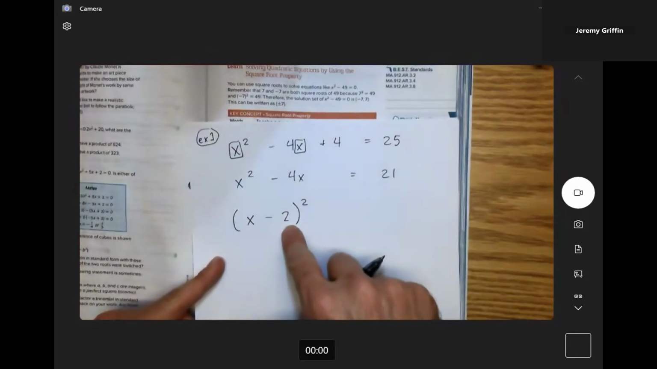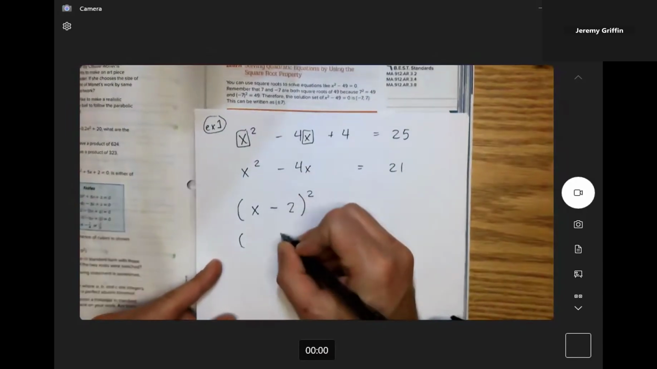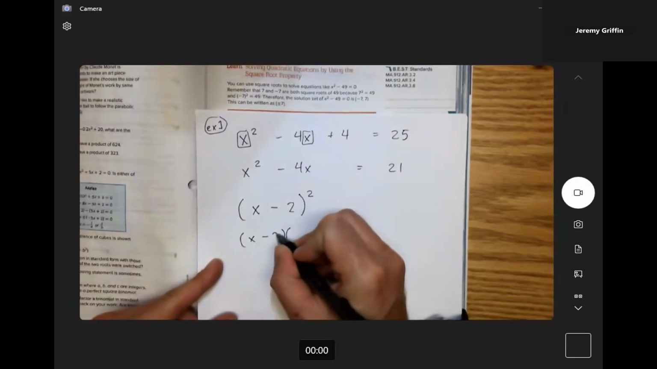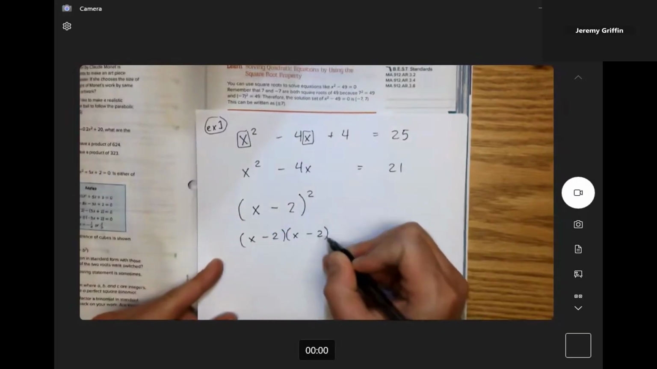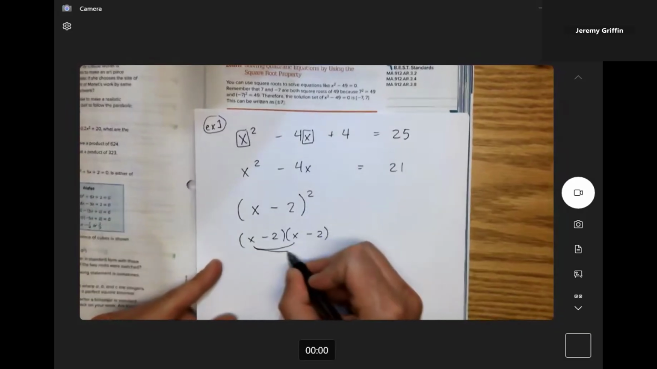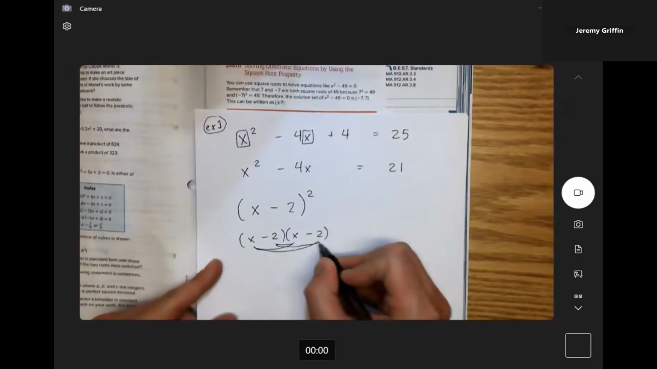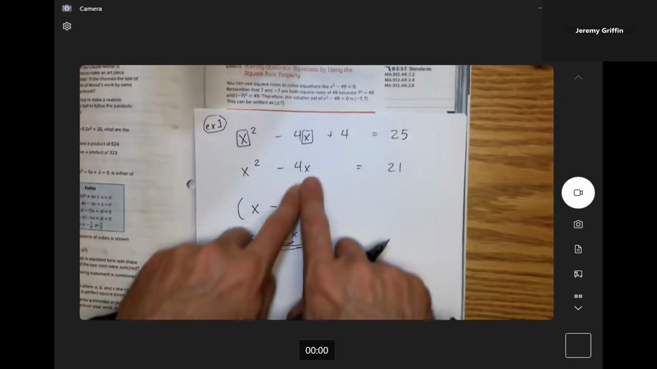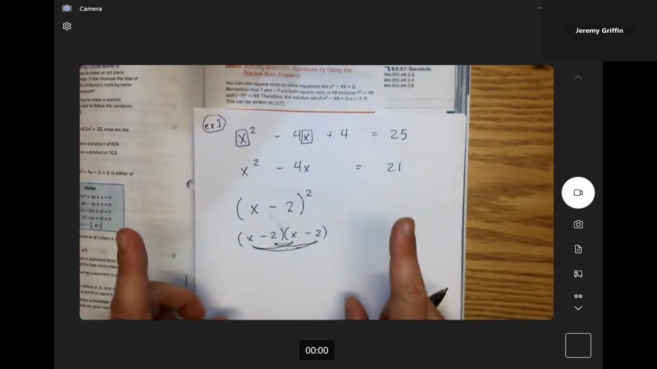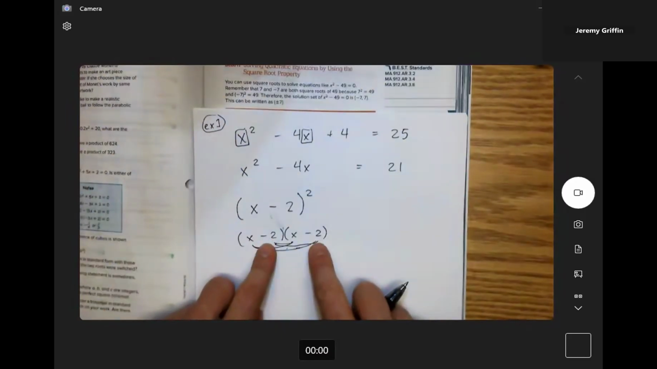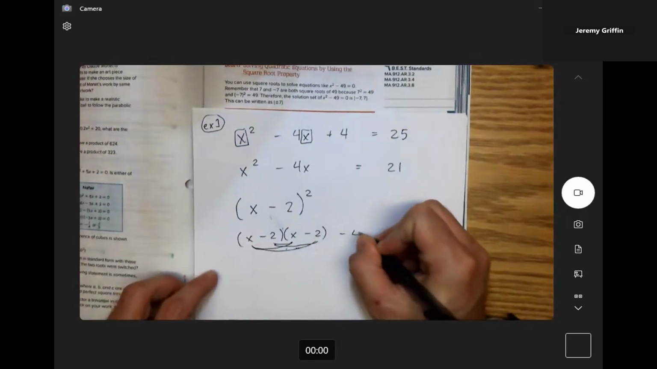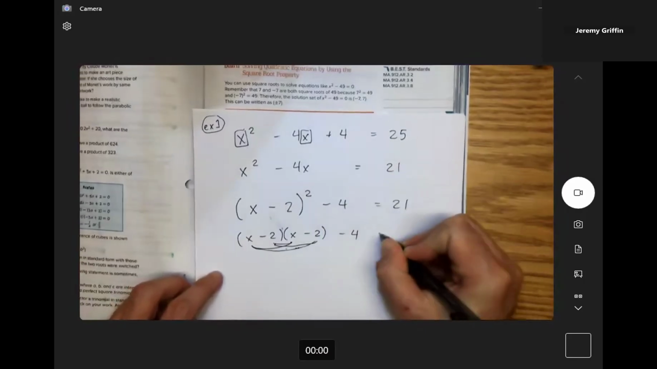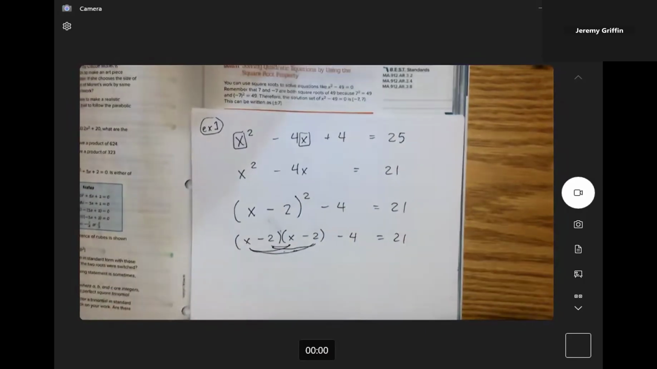But if I FOIL this out, I'll write it a little differently just in case this helps visualize it. It's the same thing, x minus 2, x minus 2. Now if I FOIL that, what does that produce? x squared, negative 2x, negative 2x, negative 4x. But negative 2 times negative 2 is positive 4, so I have to subtract 4 to balance the equation. That's also true up here, so this is what's equal to 21. Okay, something like that.